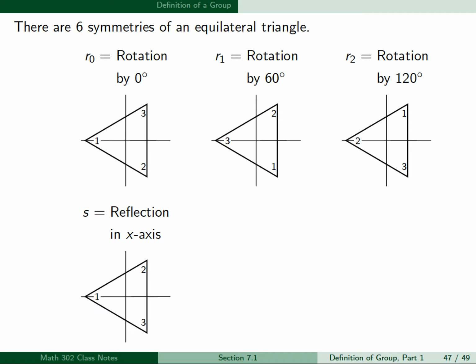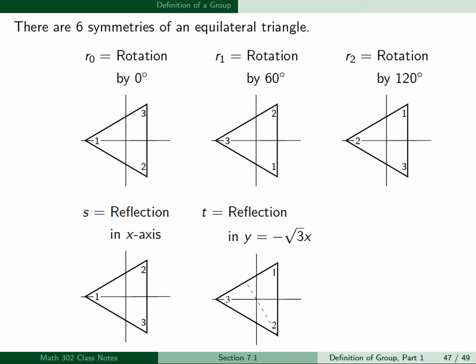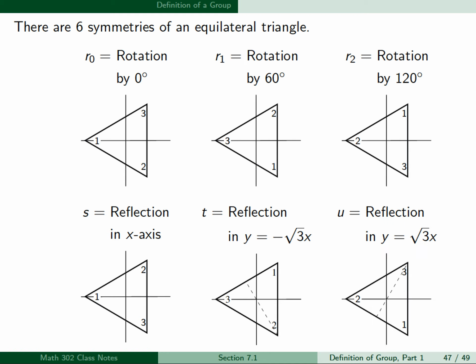And then we have 3 reflections. We can reflect about the horizontal or the x-axis. We can look at the reflection about the line y equal minus square root of 3 x. So that's a line that makes a 120 degree angle with the x-axis. And we can look at the reflection about the line y equals square root of 3 x. That's a line that makes a 60 degree angle with the x-axis.